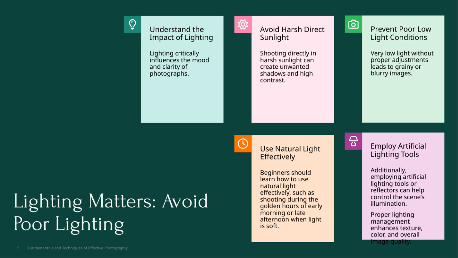For beginners, learning to use natural light effectively is essential. Shooting during the golden hours, early in the morning or late in the afternoon, provides soft, flattering light that enhances your photos. Additionally, using artificial lighting tools or reflectors can give you better control over the scene's illumination, helping to bring out textures, colors, and improve the overall image quality. Managing light well really makes all the difference in your photography.